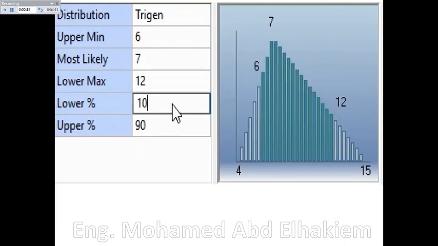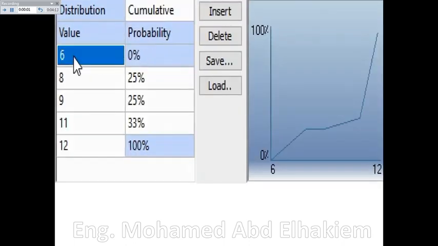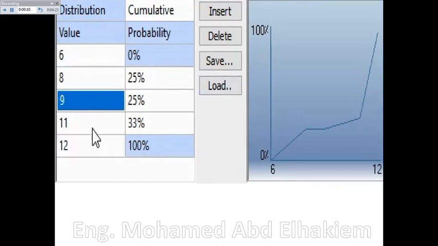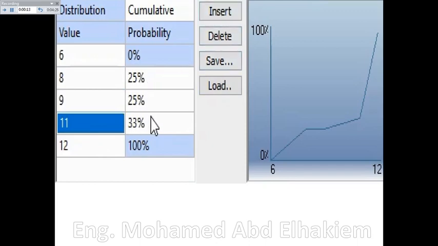Cumulative distribution. Allows you to enter values where you may have, for example, a set of recorded historical data. Values are entered as the minimum and maximum and a series of value probability pairs.